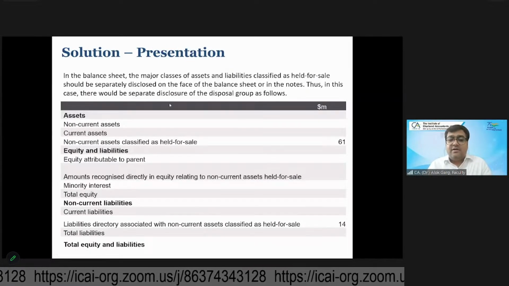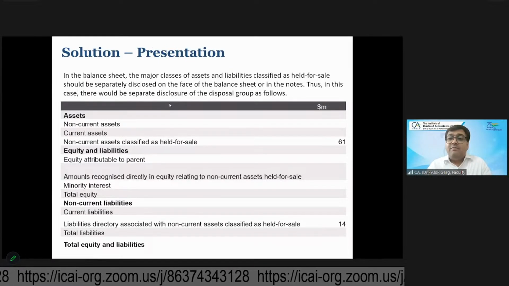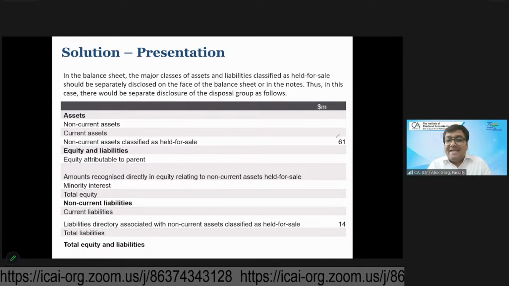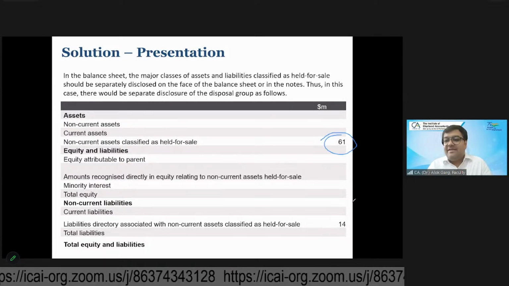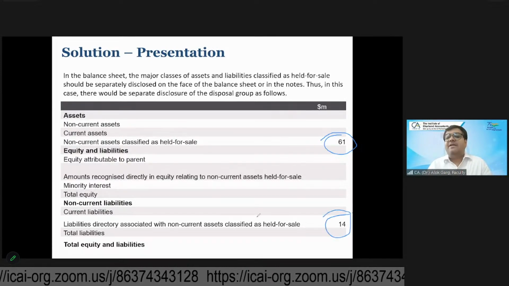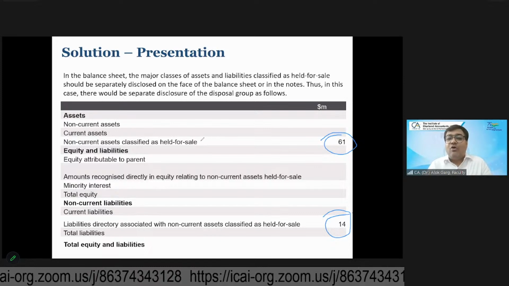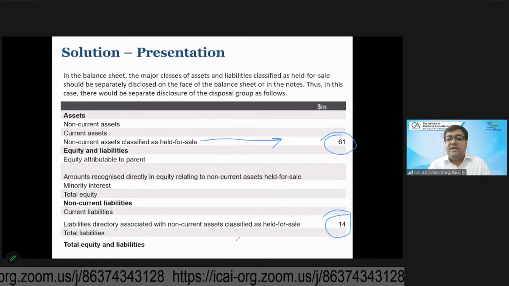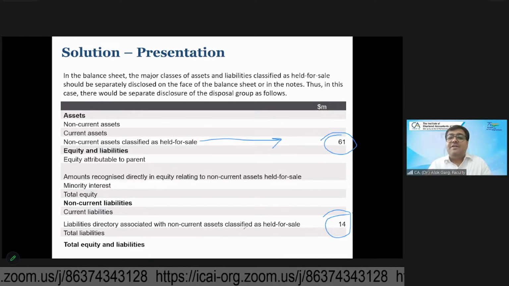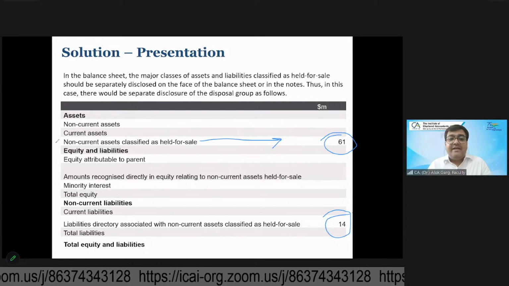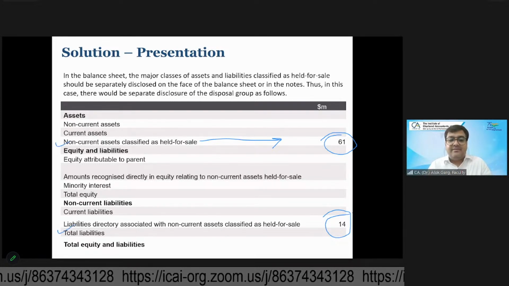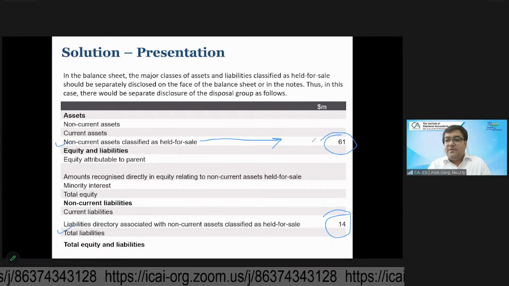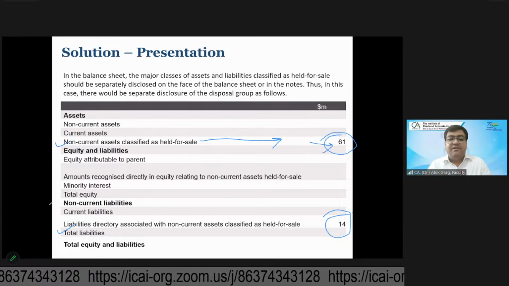How will this disposal group be presented? The total assets will be presented on the asset side. The liability has to be presented on the liability side. Non-current assets or disposal group classified as held for sale. Liability associated with disposal group held for sale. And it has to be shown under current assets. Correct? So let me tell you how this 61 has arrived.